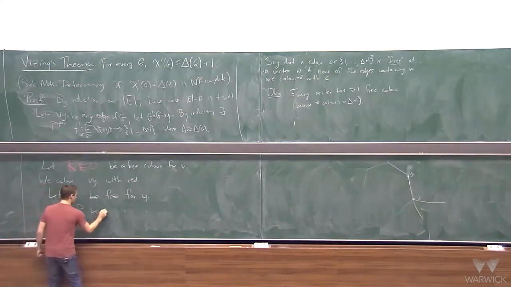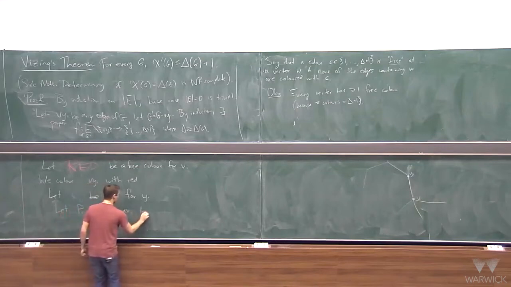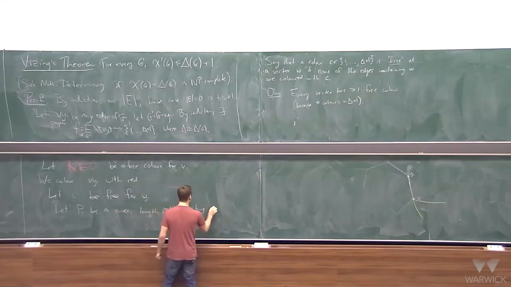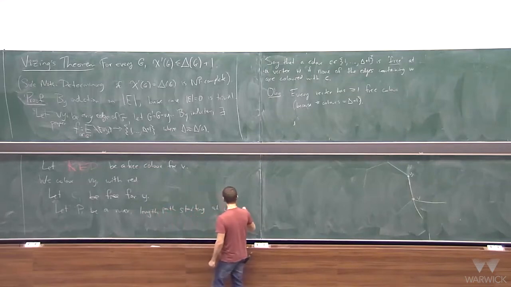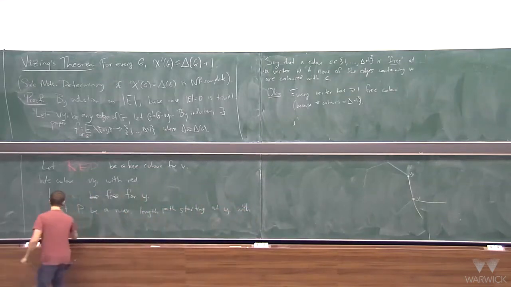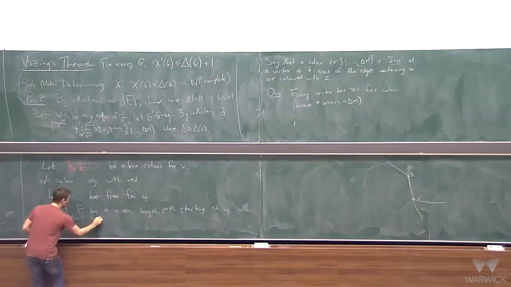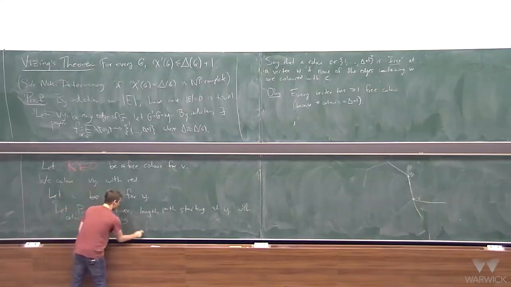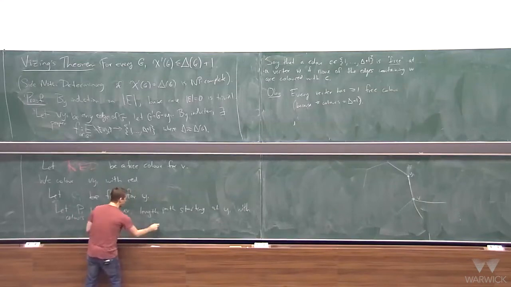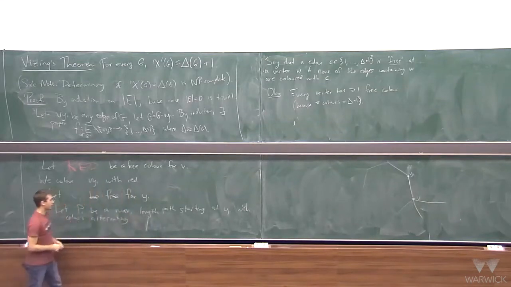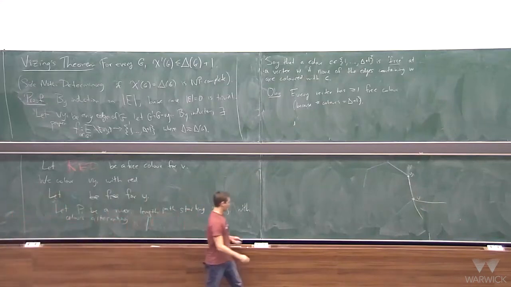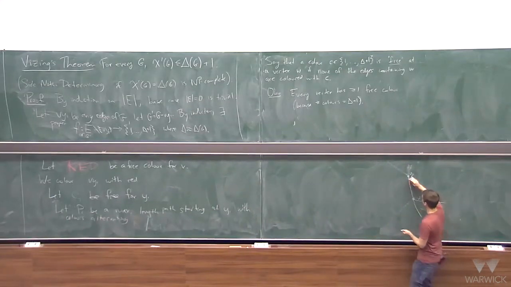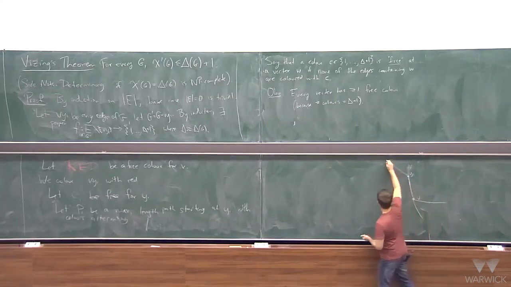So to make this formal, let P1 be a maximum length path starting at Y1 with colors alternating between red and C1, which is blue. Where the first one is red, the next one is blue, and so on.